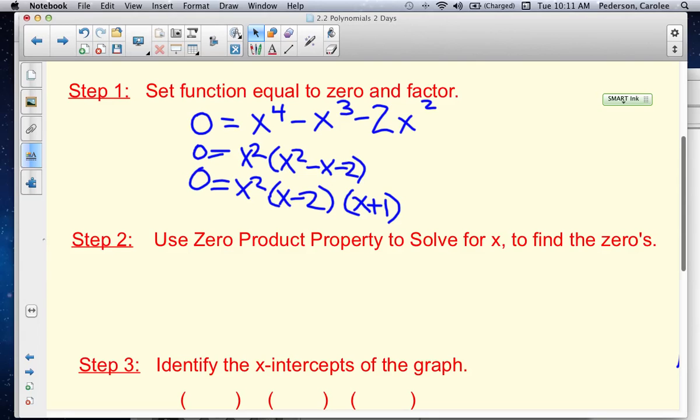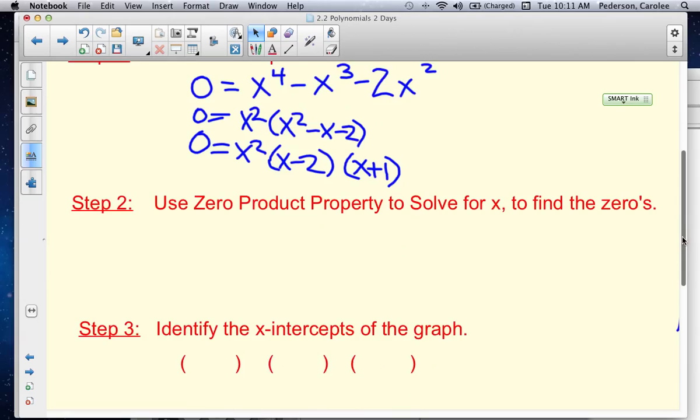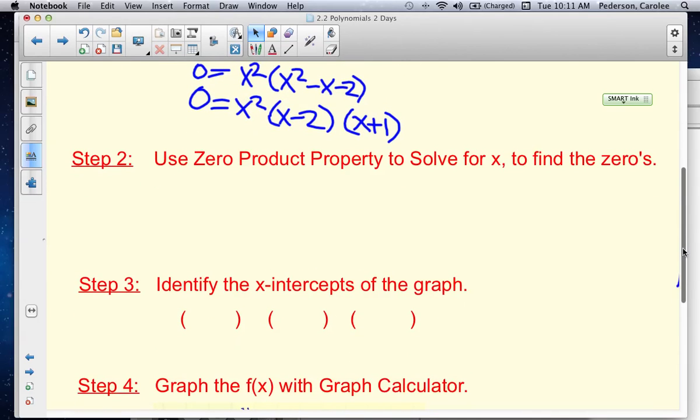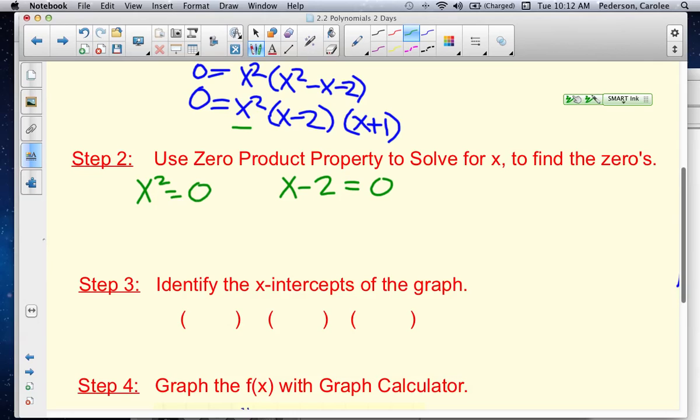So we're going to set each of those factors equal to 0 and solve for x. This is where they go fast. So what's one of my factors? X minus 2. Okay. So we set that equal to 0. What's another factor? X squared is a factor. And what's my third factor? X plus 1. And now we're going to solve these for x.